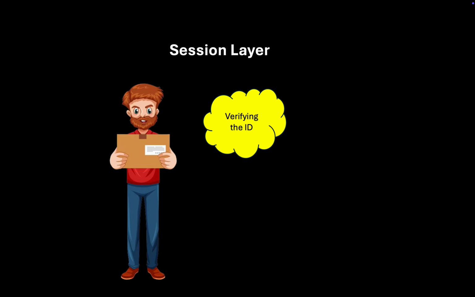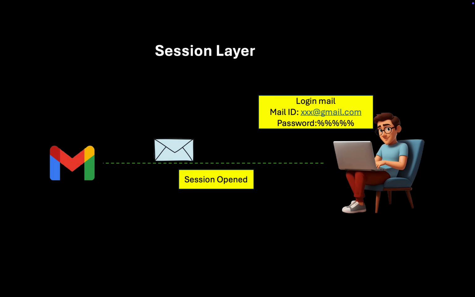So the next layer is the session layer. Before sending your postal, the postal worker will verify your ID. So that is the session layer. Similarly, in the session layer, it first verifies your login mail ID and password, and once the verification is successful, a session will be opened between you and the mail server for the upcoming transmissions. So this is all about session establishment, session opening and closing.